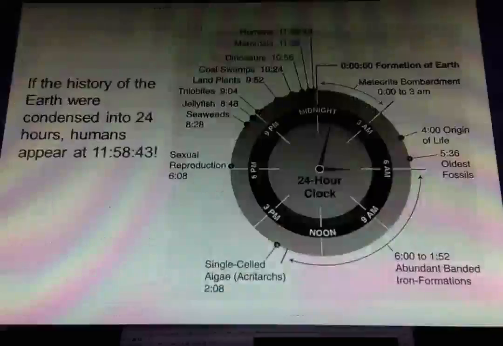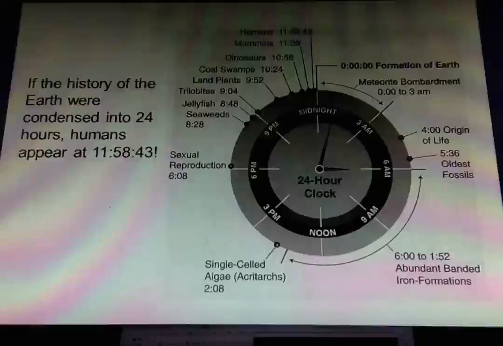So if you consider the history of the planet as a 24-hour clock, humans appeared at 11:58 and 43 seconds. Just over 1¼ minutes to midnight. This is how long we have been on the planet. Everything else has occurred in the preceding 11 hours and 58 minutes. All right, so we are only here for a fraction of a time frame.